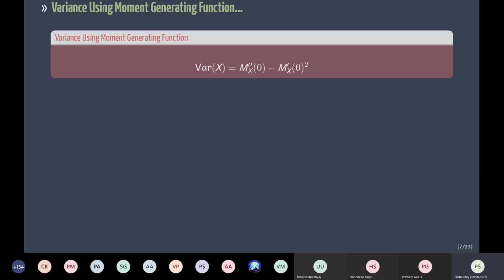So let us see if we could compute variance using the moment generating function. The variance will be given by the double derivative of the moment generating function minus the first derivative squared.